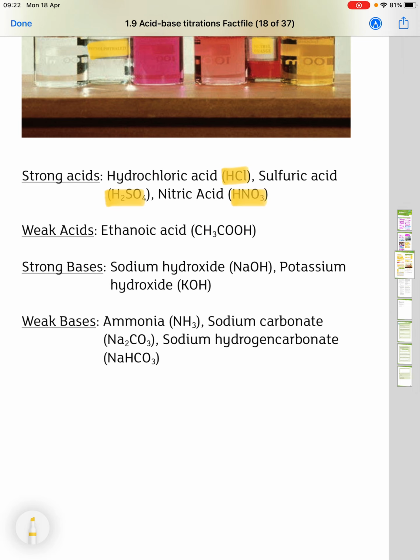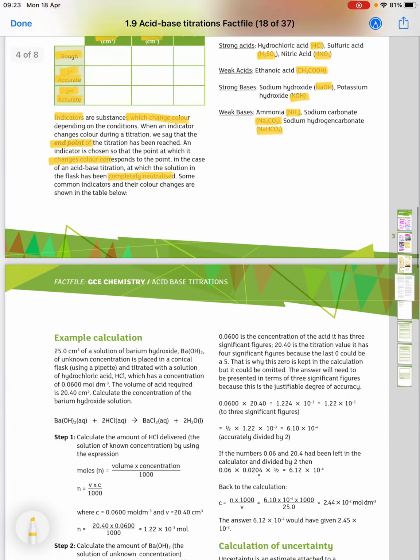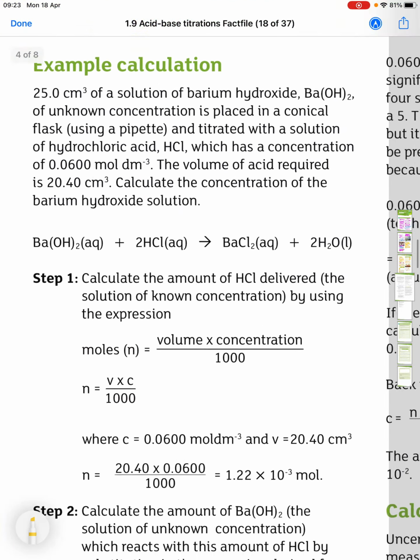Examples of strong acids include hydrochloric acid, sulfuric acid and nitric acid. Weak acids, ethanoic acid, which is vinegar. Strong bases, sodium hydroxide and potassium hydroxide. And weak bases, ammonia, sodium carbonate and sodium hydrogen carbonate.